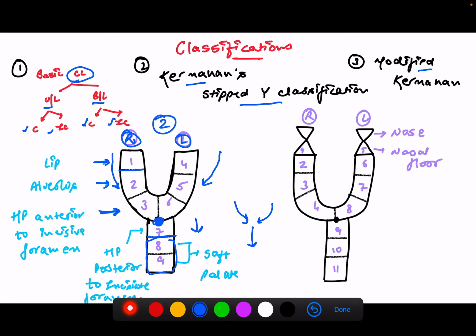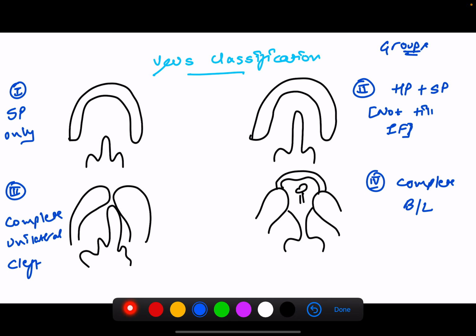Later, it was modified and known as modified Kernahan classification, in which a diamond was added. This one is for nose and this is for nasal floor. But in classification, we'll be using nasal floor only. So 1, 2, 3, 4, and then for the left side, 5, 6, 7, 8. This will be the hard palate posterior to incisive foramen, then 10 and 11 will be soft palate again.